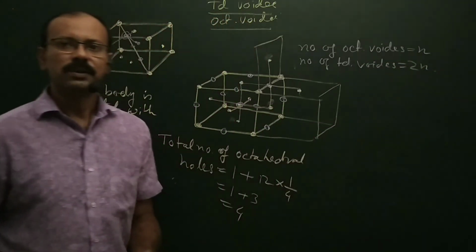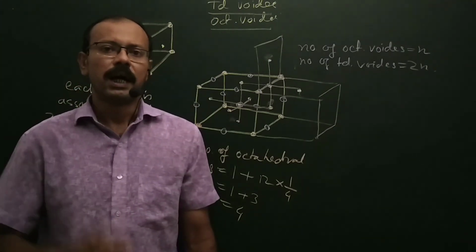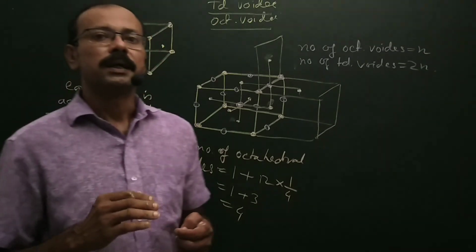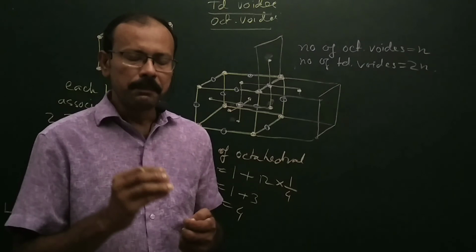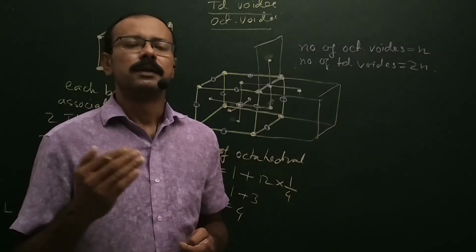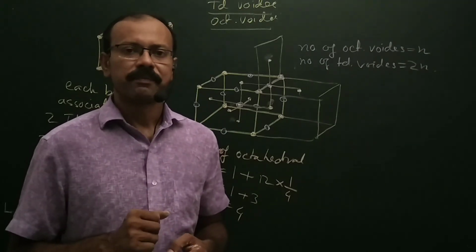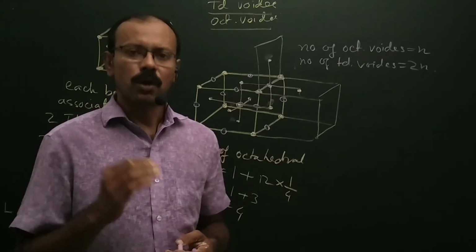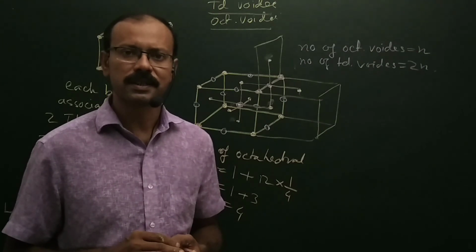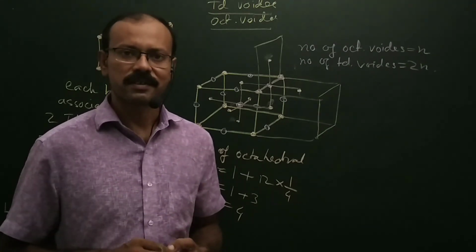Now, today up to this. In the next session, I will talk about the number of formula units per unit cell and the coordination numbers of the particles or ions in ionic crystals like rock salt crystals or sodium chloride type crystals, cesium chloride type crystals, fluorite crystals and anti-fluorite crystals.